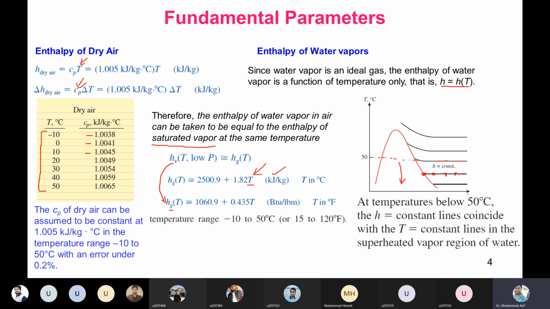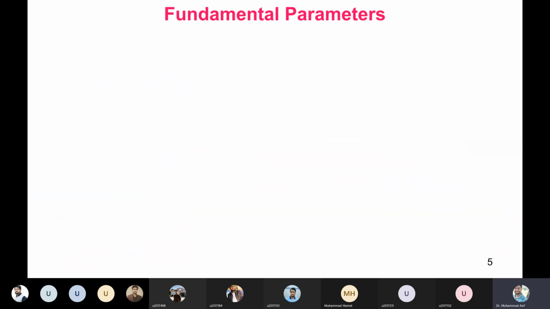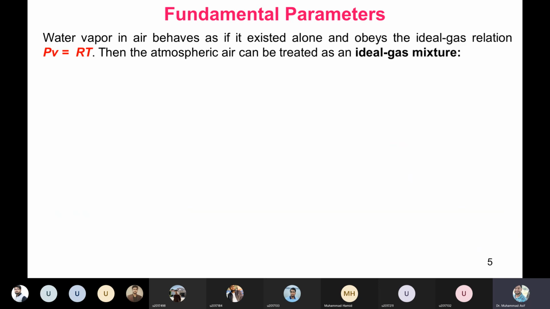So the value of the Hg can be read from the steam table or by using this empirical relation. It's up to you. The variation is very small, negligible. So either of the relations can be utilized to calculate the enthalpy of the water vapors. Right, so let's continue. Another fundamental parameter that is related to the moisture properties.